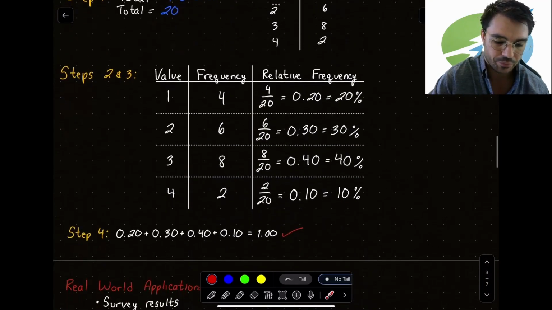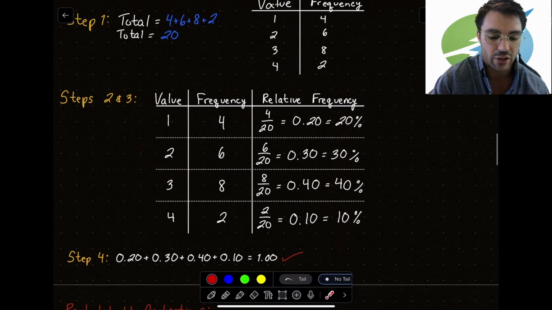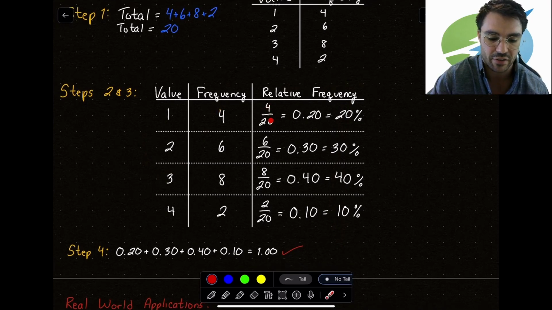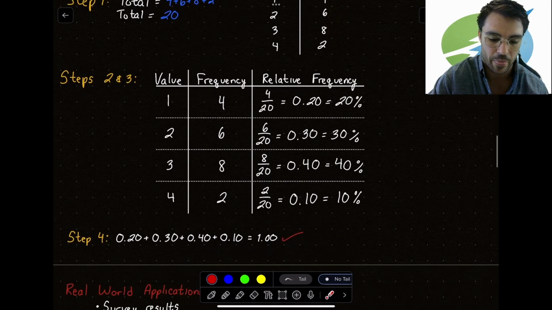Okay. So these two left columns are our given frequency table. The right column we add is our relative frequency. And it's really simple. We just take each frequency and divide it by 20, which again was our total sum of the frequencies. So 1 occurs 4 times. So we do 4 divided by 20. That gives us 0.2 or 0.20, which is equal to 20%.